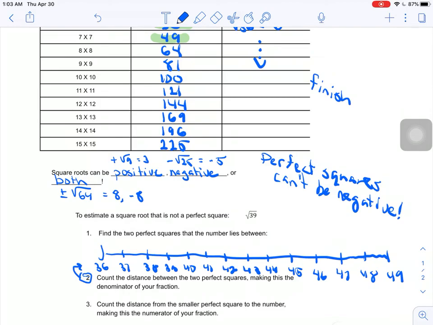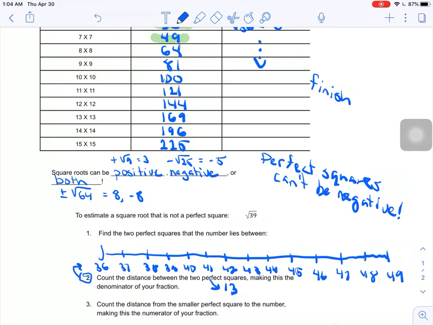So you can literally count it out on a number line. You can just subtract it. But they're 13 apart. So what we're going to do is come up with a fraction, and you're going to see what we do in that fraction in just a minute. But we want to count the distance between the two perfect squares. So that distance between these two perfect squares that we found is 13.